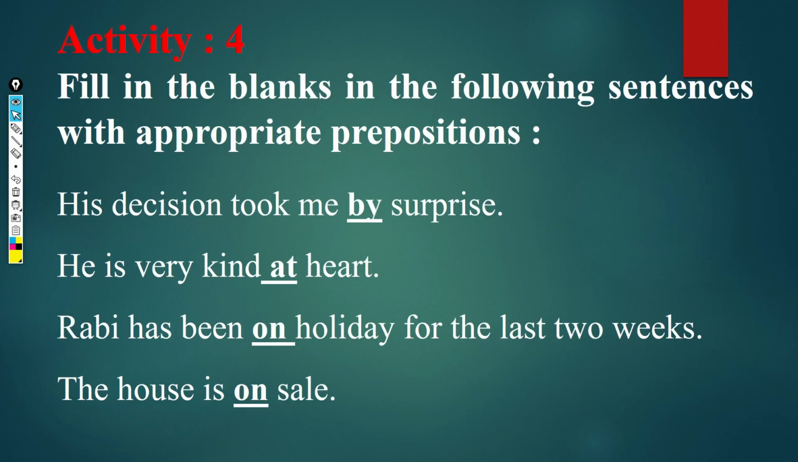Now, his decision took me by surprise. He is very kind at heart. Ravi has been on holiday for the past 2 weeks. The house is on sale. So, what are the different kinds of prepositions that I have used? Children, they are underlined so that you will not have any confusion in knowing which is the preposition. What are they? By, at, on.